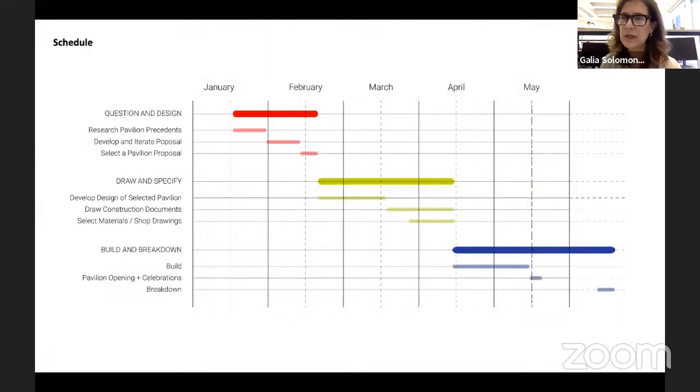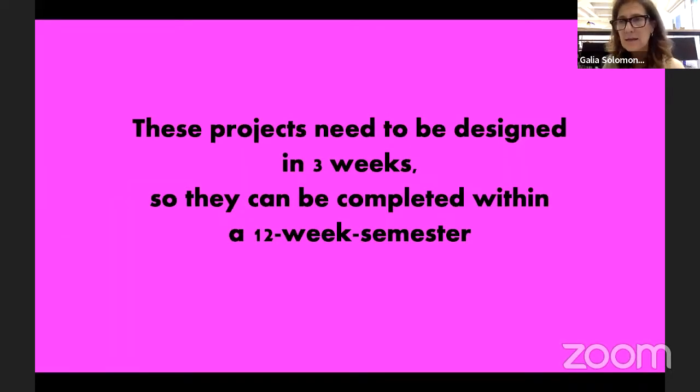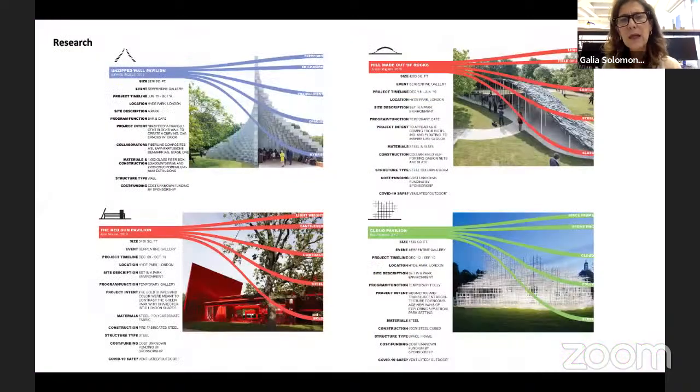And also 12 students. Again, this needs to be built from scratch in 12 weeks. So it needs to be designed in 3 weeks so that it can be manufactured and deployed and permitted, because the permitting process is part of this process too. And so we go through very quickly, in a week, hundreds of precedents of temporary pavilions and military constructions to determine processes to build.